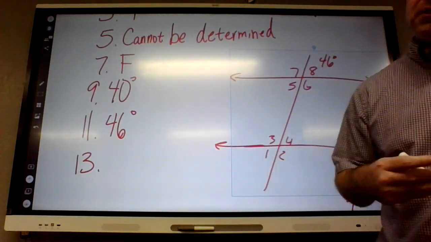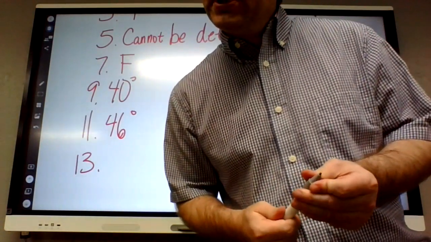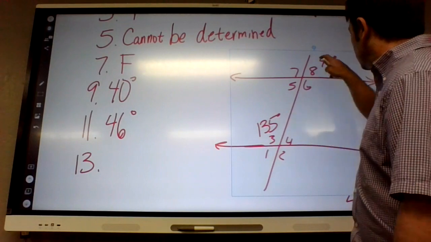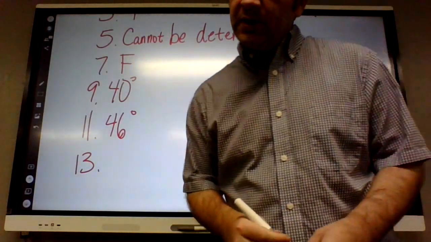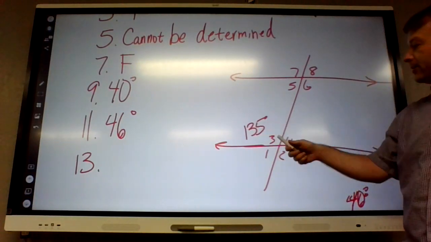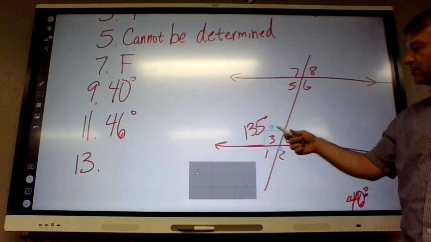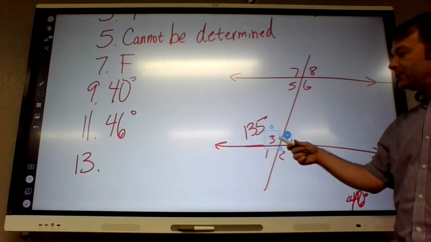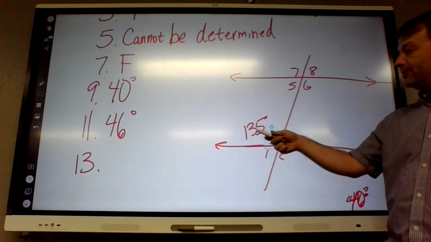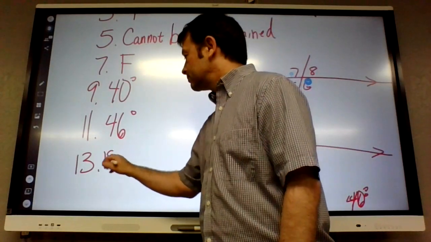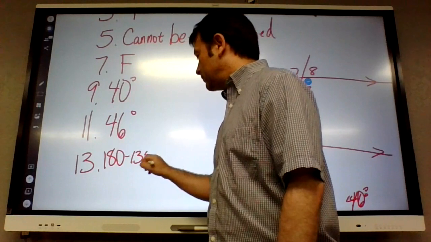Okay, 13. Angle 3 is 135. Find angle 5. What do we know about angle 3 and angle 5? They're supplementary. They're called consecutive interior. So if you do 180 minus 135, you get 45.